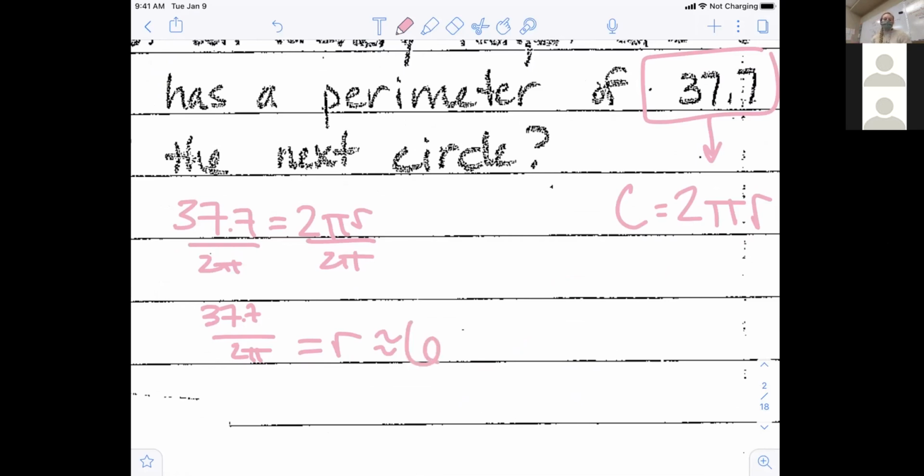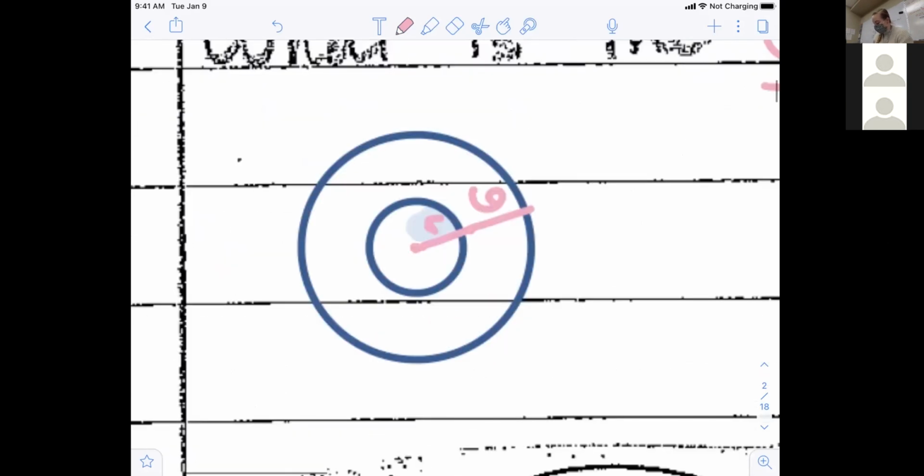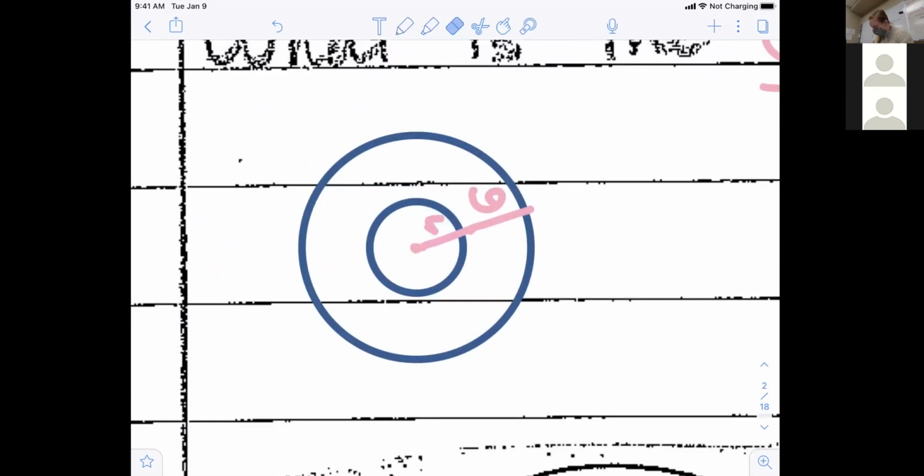It's about 6.001 something. So I plug it in and I get 6. Now I should know the entire radius for the big circle. The little circle had a radius of 6. So if I fill in my picture, now I know the radius, I'm going to replace that with 6. What's my radius for the big circle now? 12.